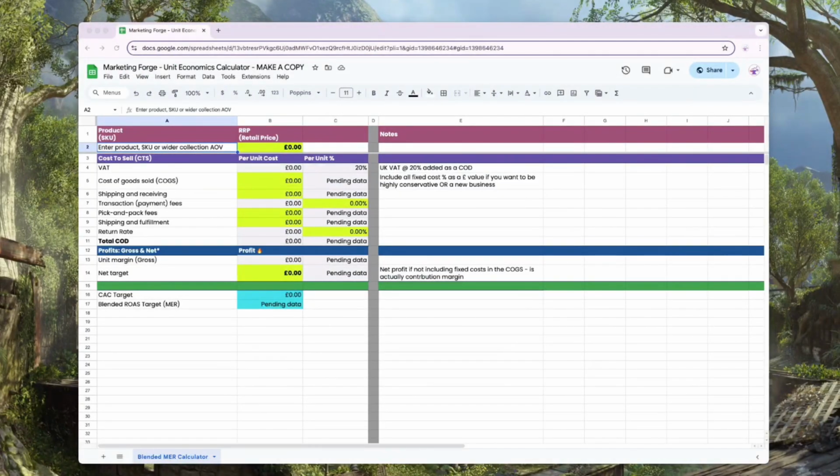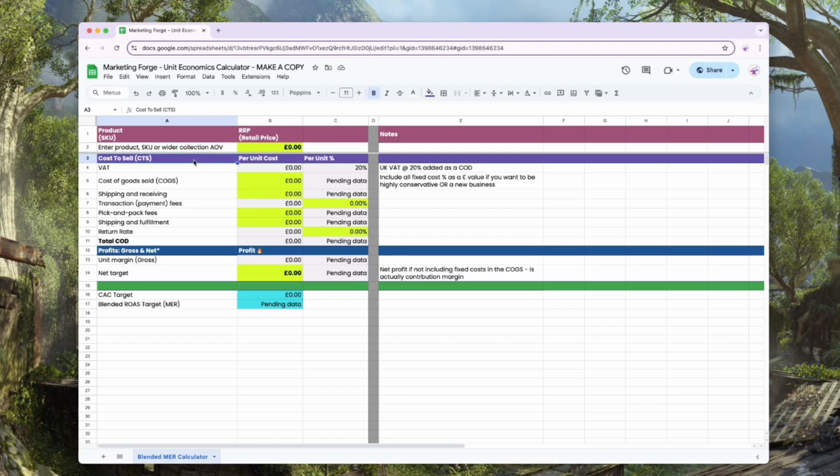Okay, so let's quickly go through the calculator itself, go through each of the individual line item elements of it and explain what they mean and how to find them. So firstly, you've got your product or your wider collection AOV. Generally, I would recommend doing this at a product level if you're pushing individual products, and that would be the sale price or RRP price. Sometimes you may want to include the average order value of a wider collection or a wider category, simply because you're not going to be able to deliver advertising structure setup based on single items.